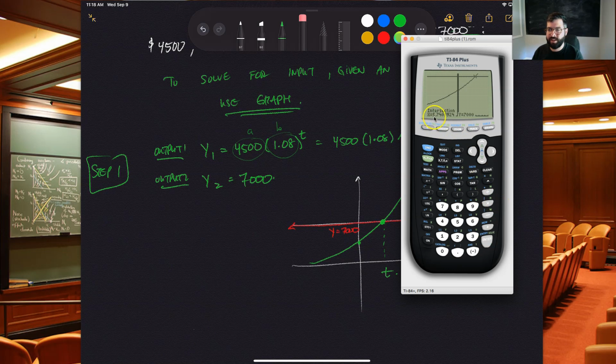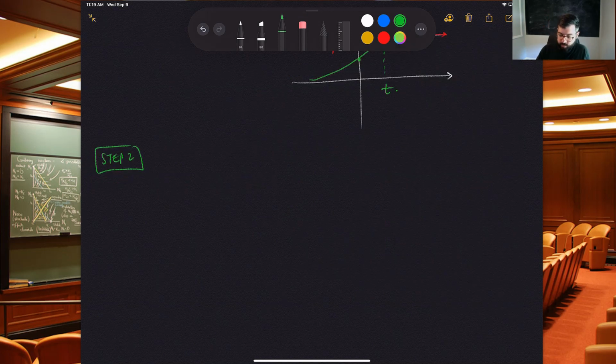So the intersection's at x equals 5.741 and y equals 7,000, right? So what is this saying? This is saying this is where both curves are equal to this value. So that second step was to use, first of all, set the window. Make sure you can see the intersection.